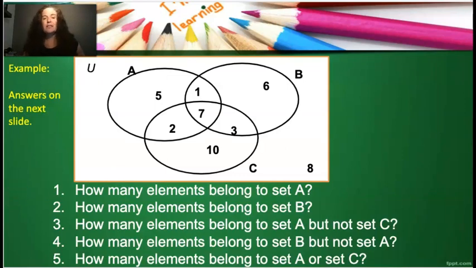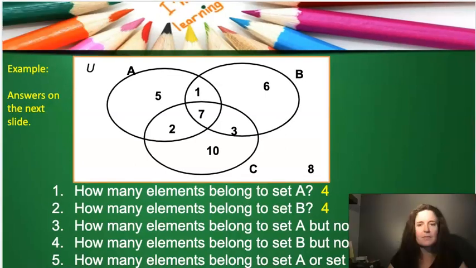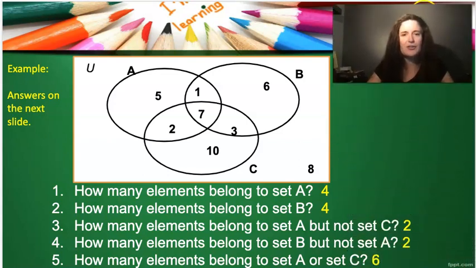All right, now it's asking you how many elements are belonging to that set. So this time we're asking cardinality. So how many elements belong to set A? How many elements belong to set B? And so on. All right, so the answers to those questions: how many elements belong to set A is 4, how many elements belong to set B is 4, how many elements belong to set A but not in C is 2, and how many elements belong to set B but not set A is also 2. How many elements belong to set A or C is 6. So make sure you get those answers and take notes and make sure you understand that.